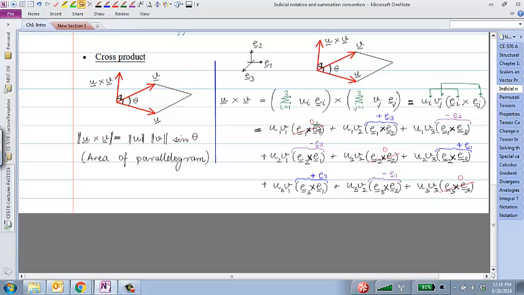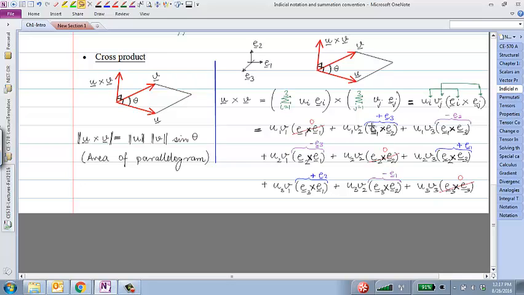e1 cross e1. If I have two unit vectors pointing in the same direction, of course, the cross product is 0. So all the diagonals in this case are 0. For the dot product, the diagonals were 1, but here they are all 0. When we have e1 cross e2, we get plus e3. When we have e2 cross e1, we get minus e3.